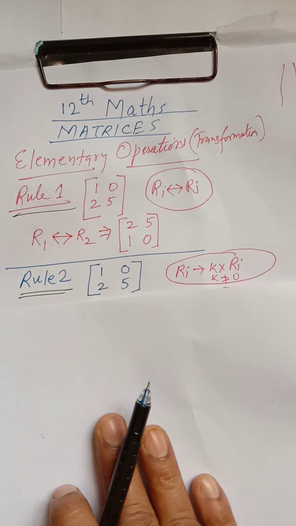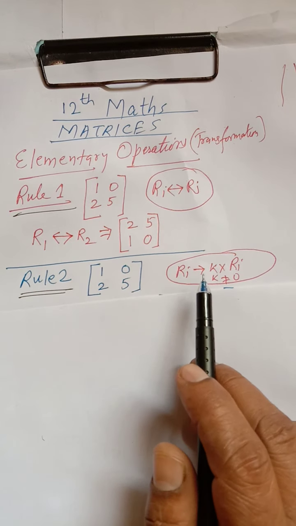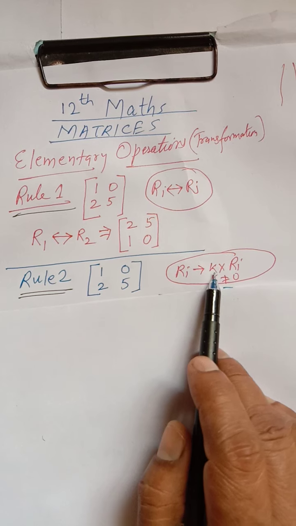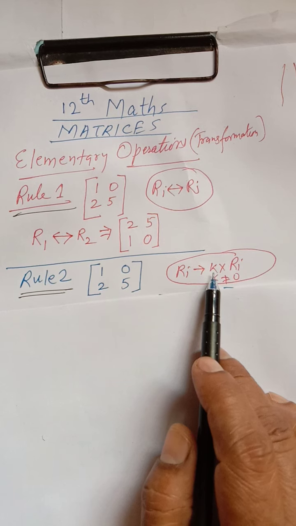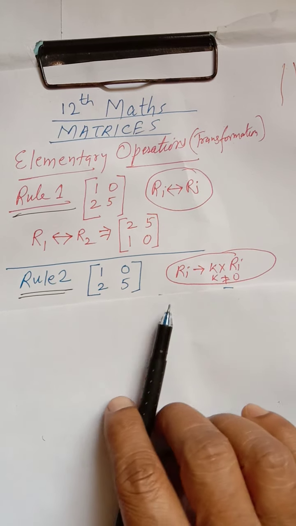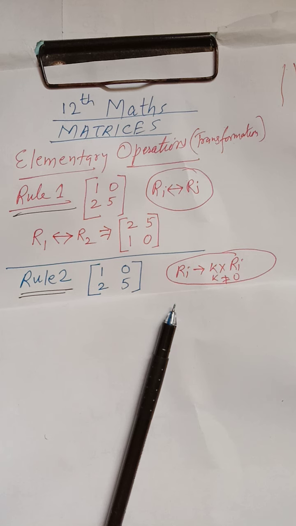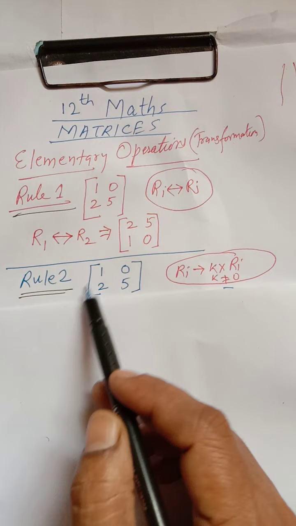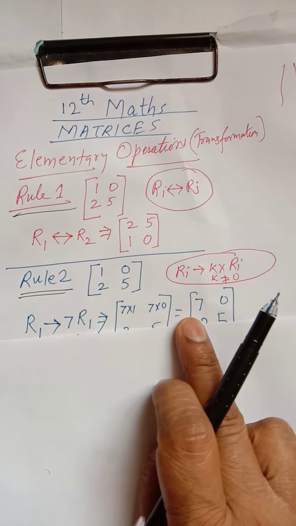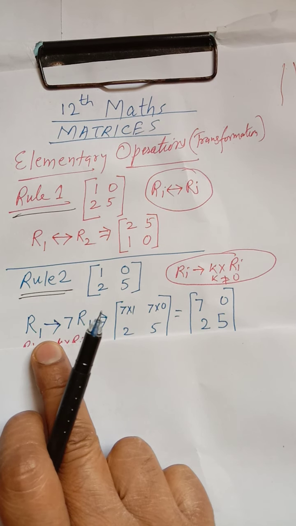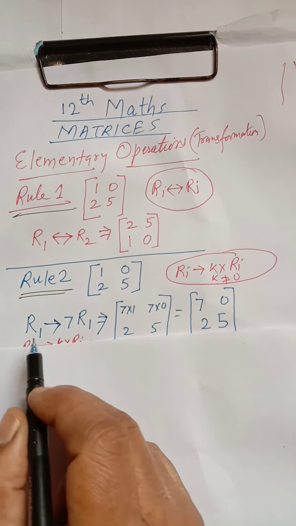Now going for rule 2. Dear children, rule 2 tells us that you operate on Ri by multiplying it by k, where k is not equal to 0. You take any nonzero number and multiply it with any row. Ri represents any row. It can be R1, it can be R2. Here we have taken one example, a 2 cross 2 matrix. Here I am taking R1. We can take R2 also, but for understanding we are writing R1.